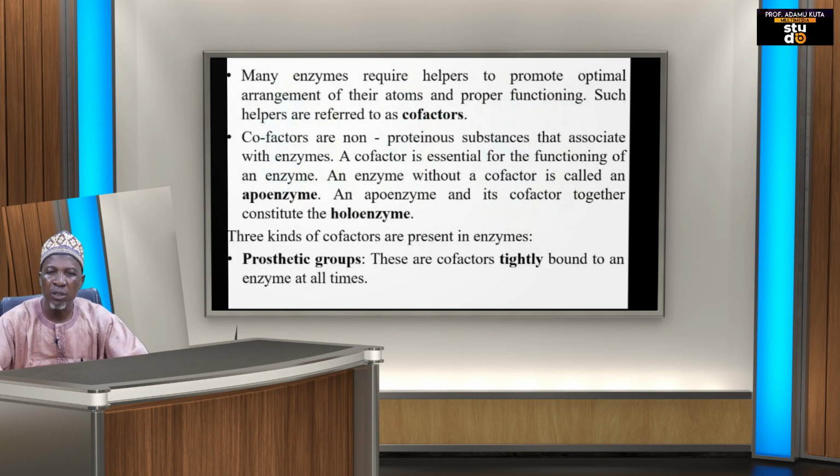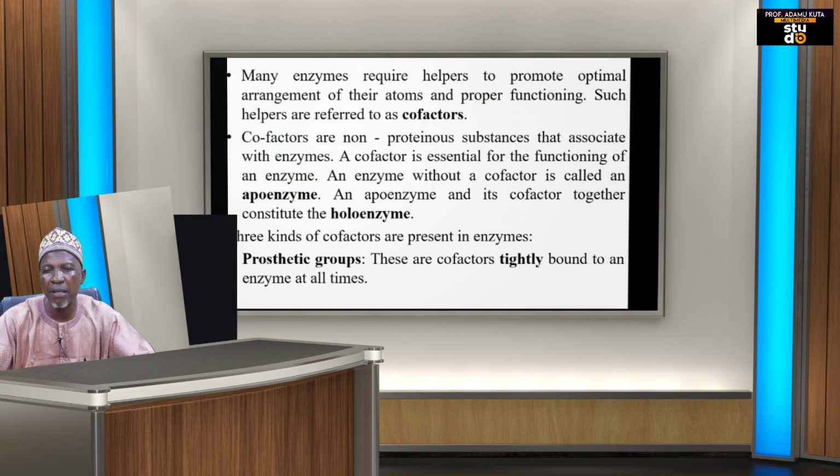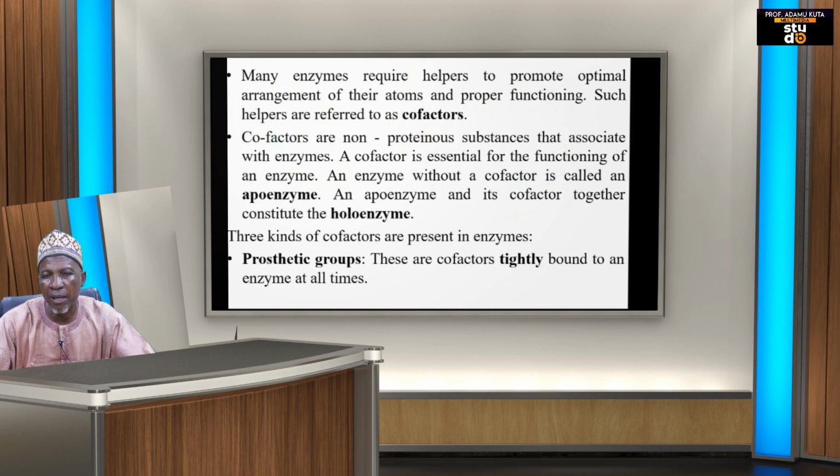Enzymes do not act alone in most cases. They require cofactors. Cofactors are the molecules that assist enzymes. They help enzymes to promote their optimal arrangement in terms of atomic structure and enhance proper functioning of the enzyme. These helpers are generally referred to as cofactors. And these cofactors are non-proteinous substances that associate with enzymes. And a cofactor is essentially necessary for the functioning of an enzyme. In its absence, the enzyme may not function.